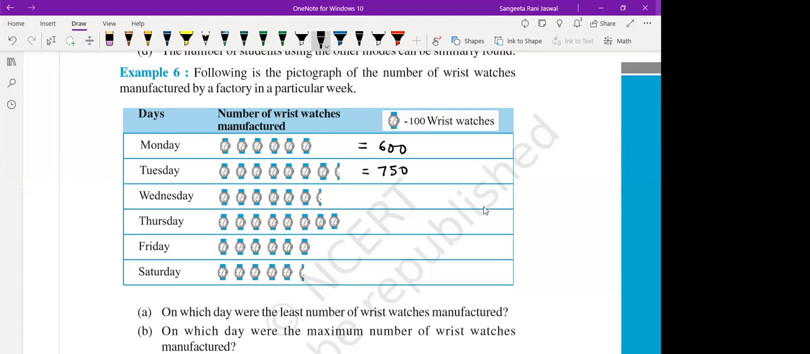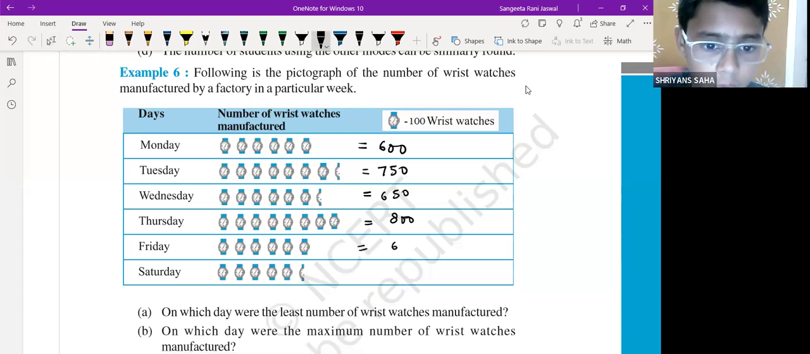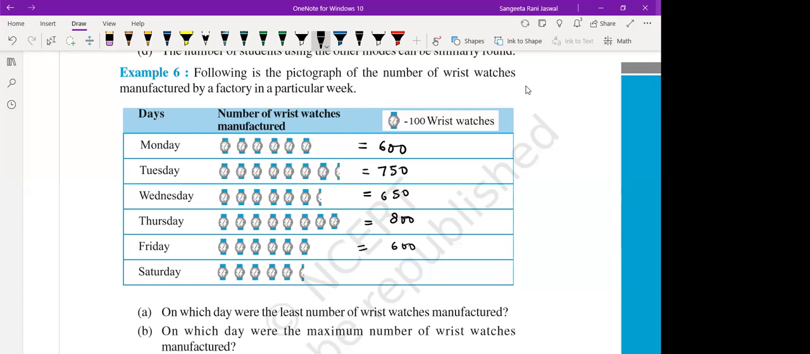Ma'am, can I say the next one? Okay, say. Ma'am, 650. 650, okay. Okay, who's the next one here? Adya, Bhavesh, Harshit. Harshit, tell me the next one. 800. 800. Okay. Anyone else? Neha? Trilokya? 100. Okay. Shriyansh? 600. 600. Okay. Bhavesh? Ma'am, 550. 550. Okay. Now let's see the questions.